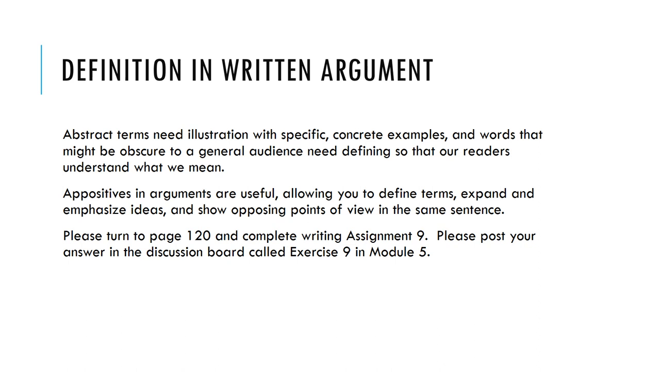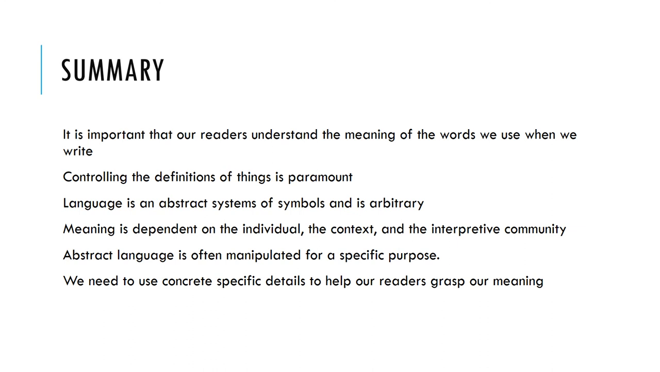So let's review the things that we covered in this chapter. We know that it is important that our readers understand the meaning of the words we use when we write. Controlling the definition of things is paramount, and it helps us frame and control our argument. Language is an abstract system of symbols and is arbitrary. We call a cat a cat because that's what we have all decided. We could have easily decided to call a cat, you know, a bluebird.